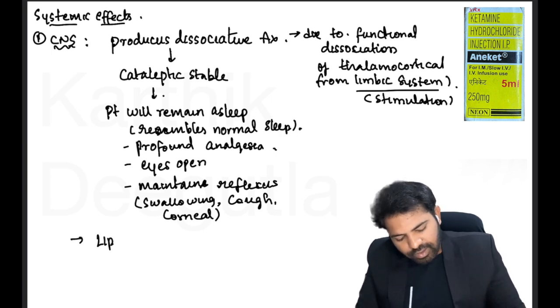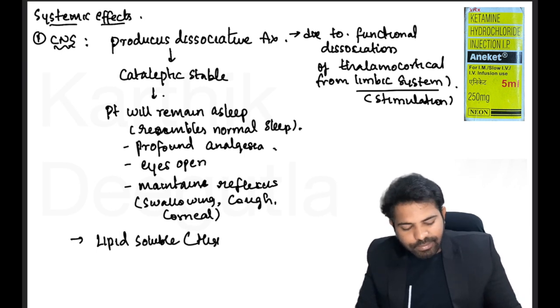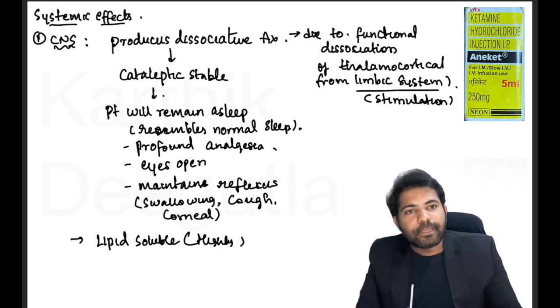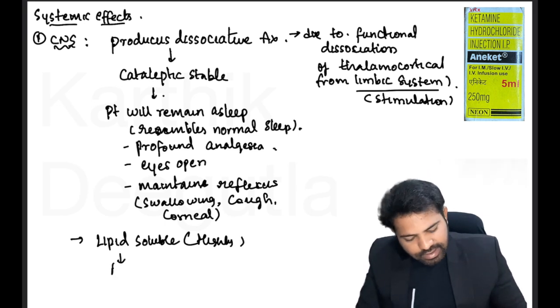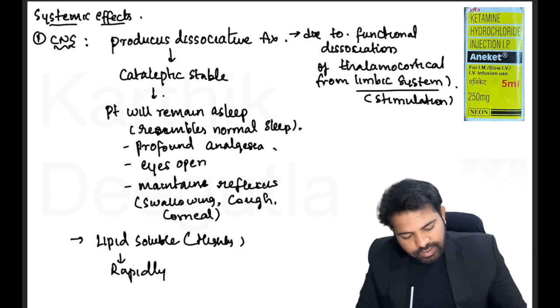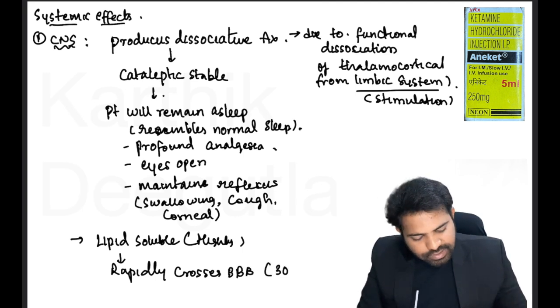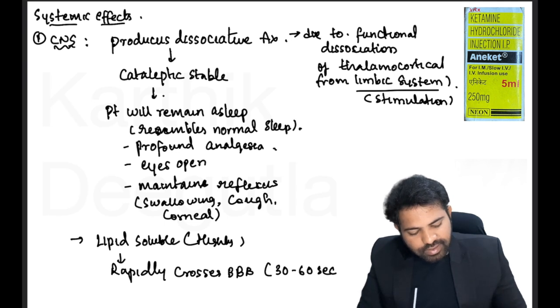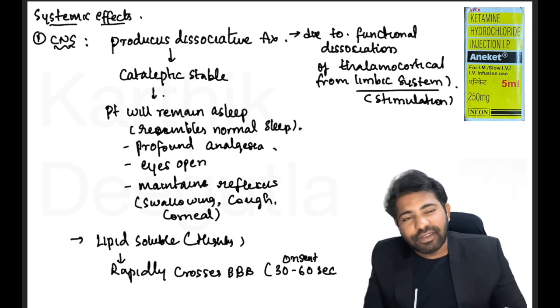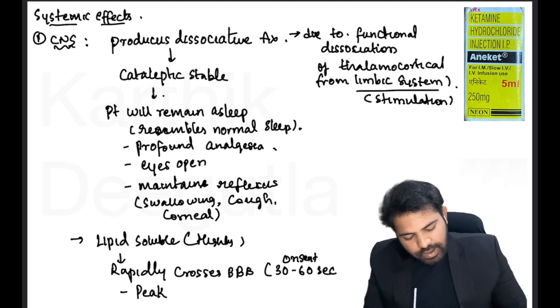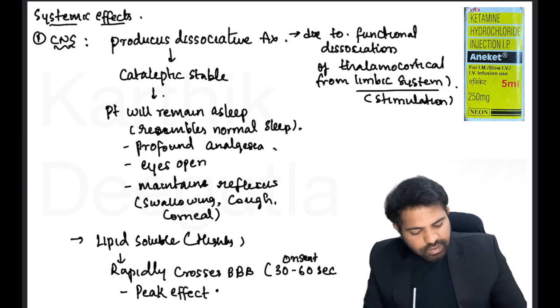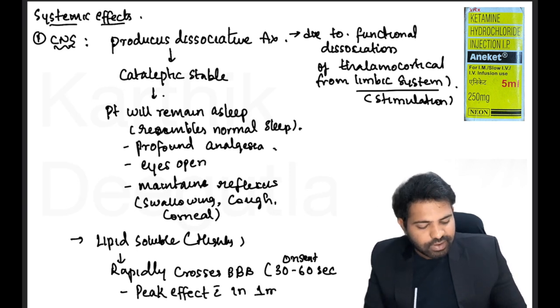Okay, and ketamine is also a highly lipid soluble drug, so it rapidly crosses the blood-brain barrier easily. Therefore, the onset of action is also fast, 30 to 60 seconds, and the peak effect is also reached very fast. Peak effect within 1 minute.